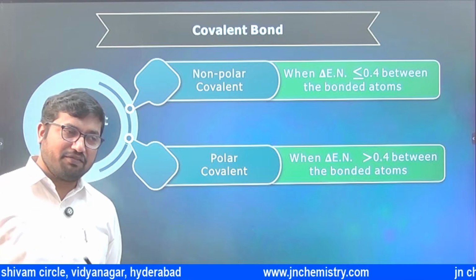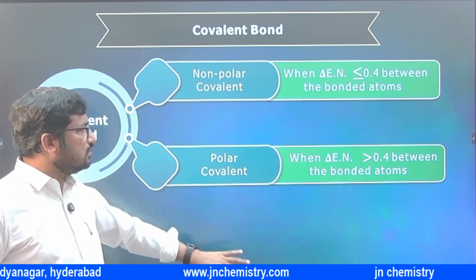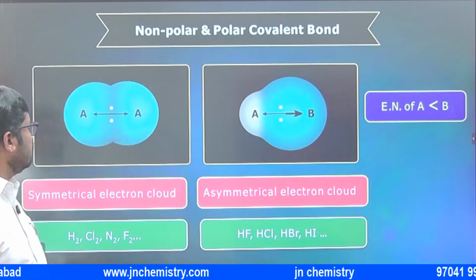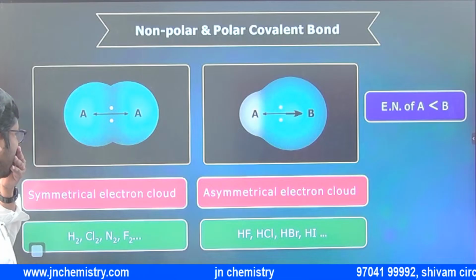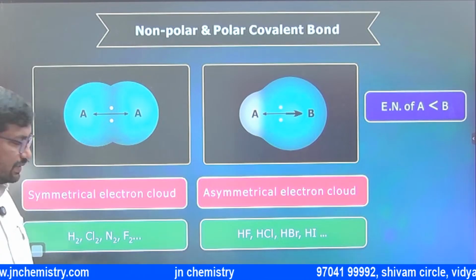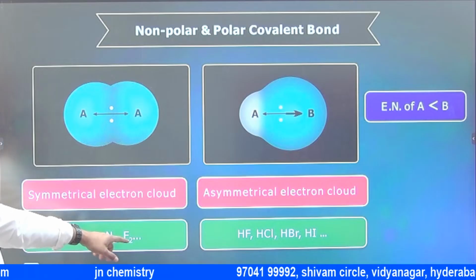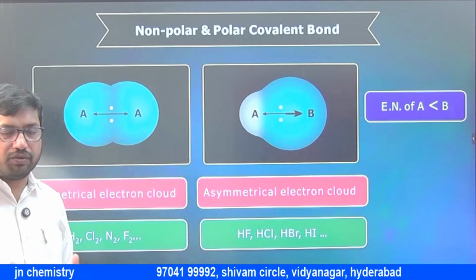No, that CCl4 case is different. All four are symmetrical. The dipole moment, we'll discuss that. In symmetrical cases, such as H2, Cl2, N2, the electron cloud is symmetrical, whereas in unsymmetrical cases, what exactly happens? It is because of more electronegativity difference.